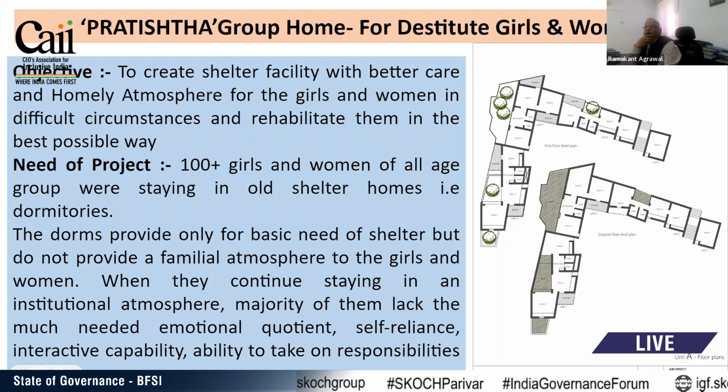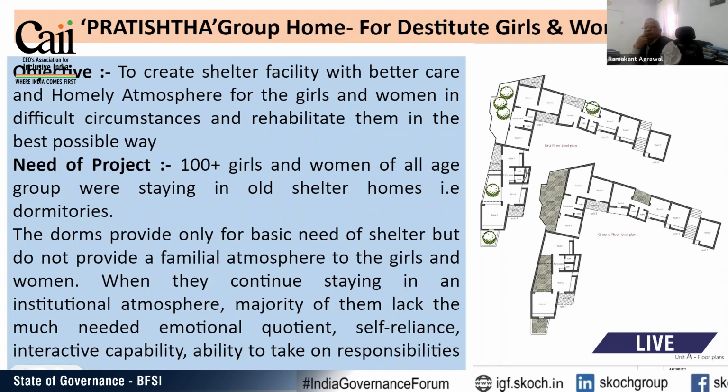The Pratishtha Group Home for Destitute Girls and Orphans. The objective is to create a shelter facility with better care and a homely atmosphere for the girls and women in difficult circumstances and rehabilitate them in the best possible way.